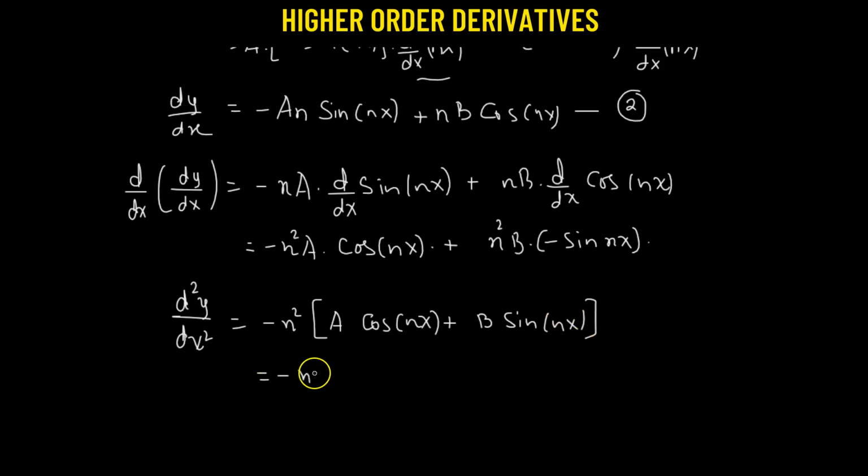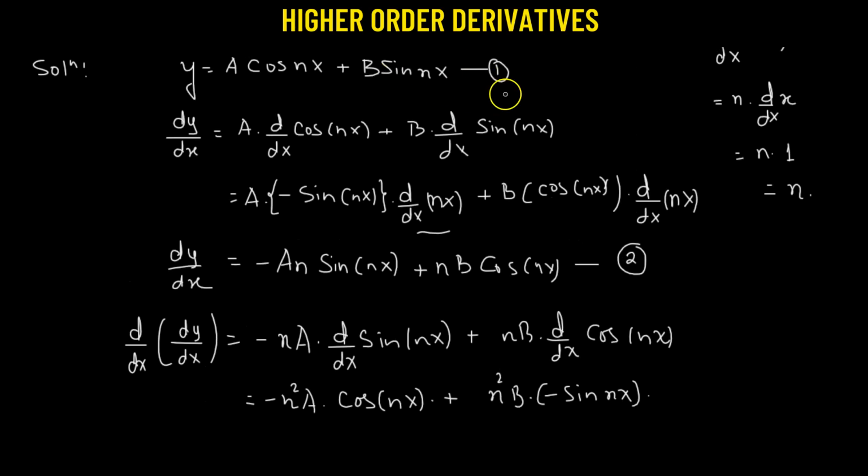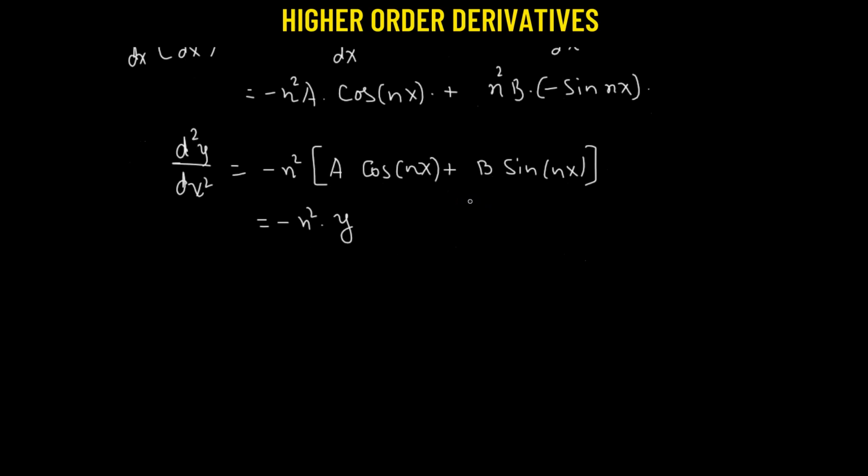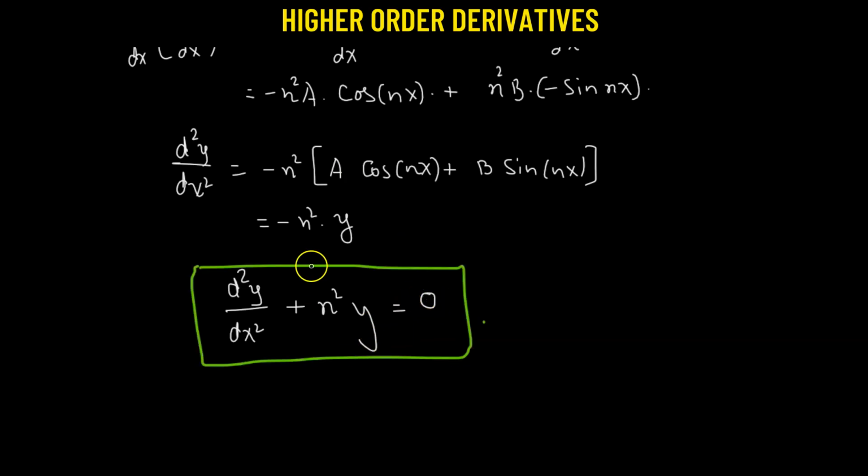So this equals negative n squared times y, because it's given that y equals a times cosine of nx plus b times sine of nx. This was what we labeled as equation number 1. So we can rearrange everything to get the second derivative of y with respect to x plus n squared y equals 0. So this is what we were asked to prove.